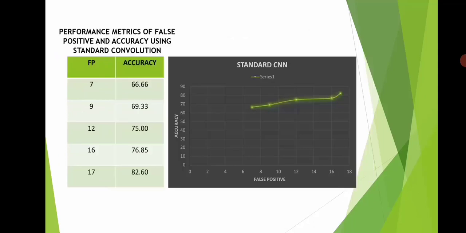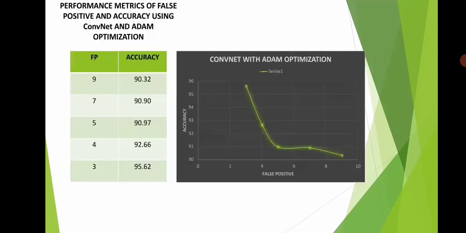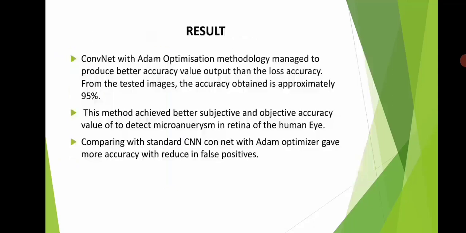This slide represents the performance metrics of false positive and accuracy using standard convolution, which illustrates that the false positive is comparatively too high and the accuracy is too low. This slide represents the performance metrics of false positive and accuracy using ConvNet and ADAM optimization, which illustrates the false positive is decreased whereas accuracy is increased.